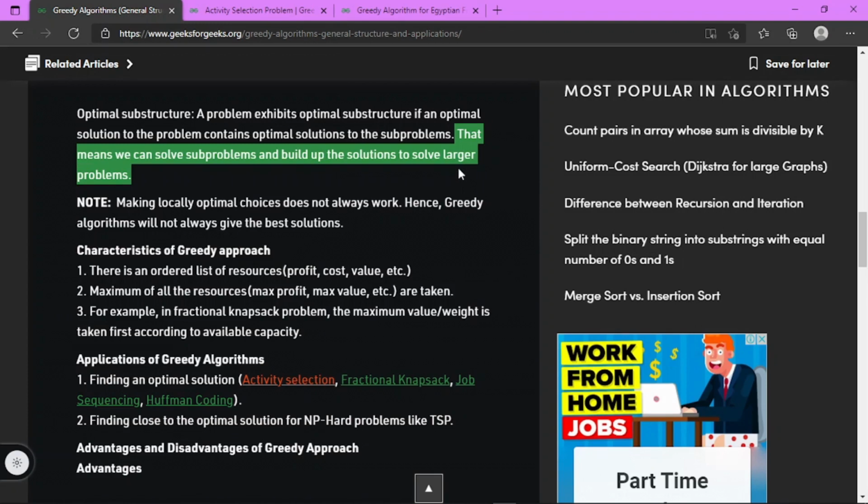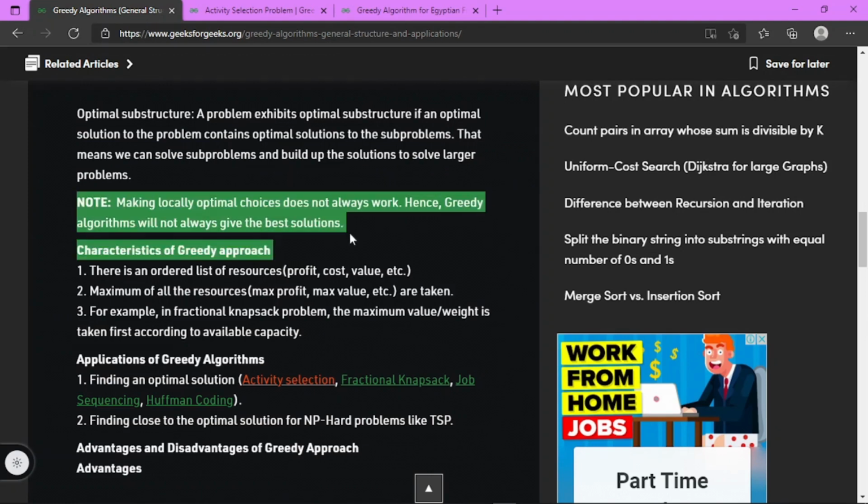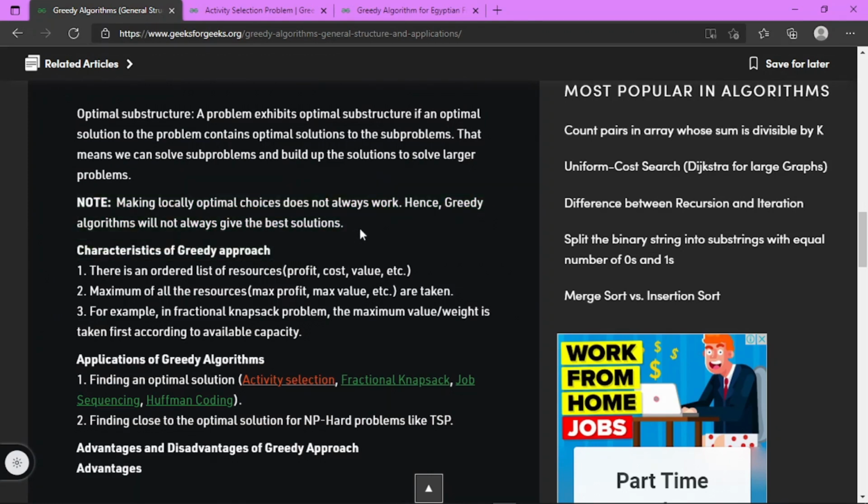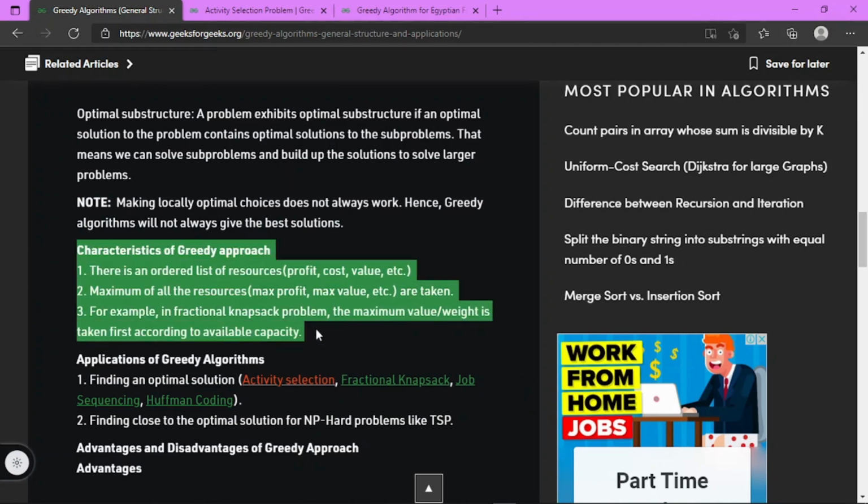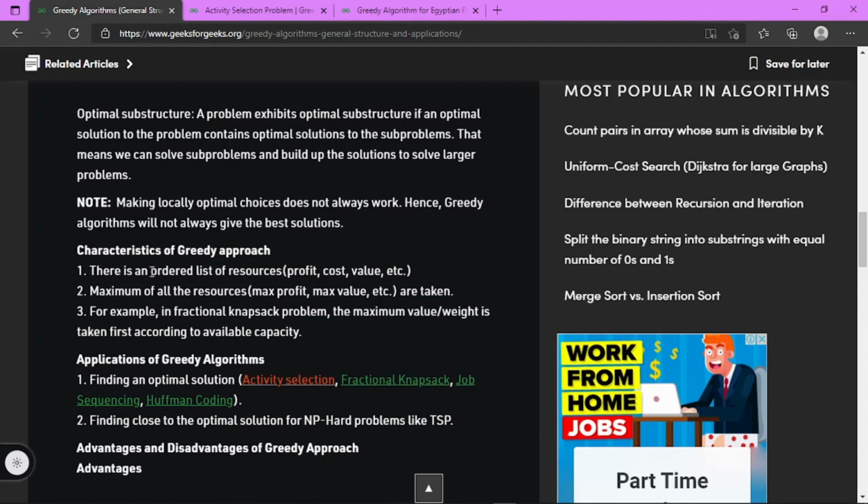One more thing to note is that greedy algorithms will not always give the best solution, but most of the time they give locally optimal choices. But they work, and we must know when to apply them, and this will come by practice only. Here they have given when we actually use greedy algorithms, so you can refer to this one.